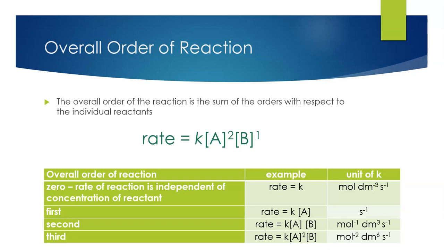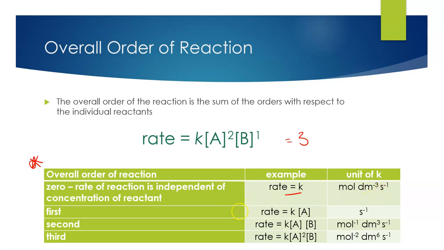the carbocation. So for the overall rate expression, we have the rate is equal to k, concentration of A raised to its order, concentration of B raised to its order, and then the overall order of the reaction, this would be 3 for this one. We're going to add the indices. So for the overall order, and I recommend you just learn these, if the reaction is 0 order overall, it is independent of the concentration of the reactant. So the rate will always equal k, and the units will be moles per decimeter cubed per second.